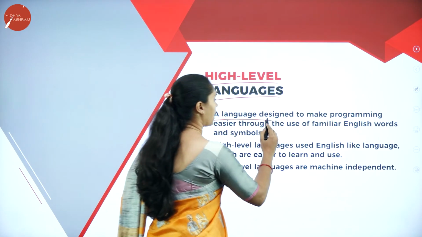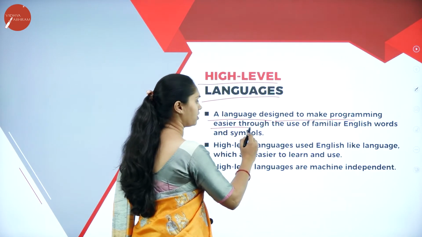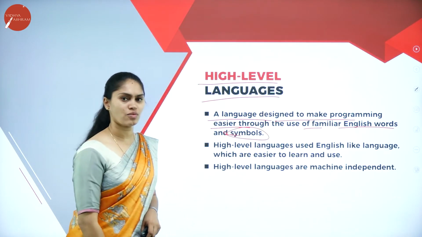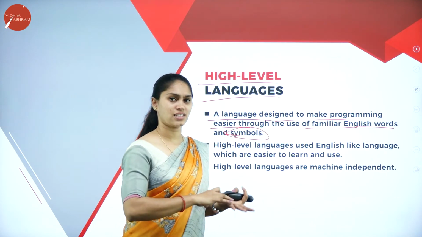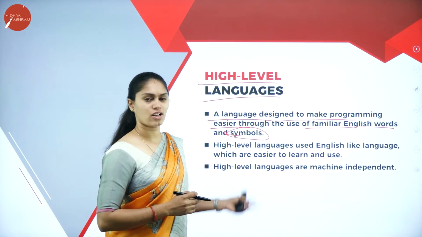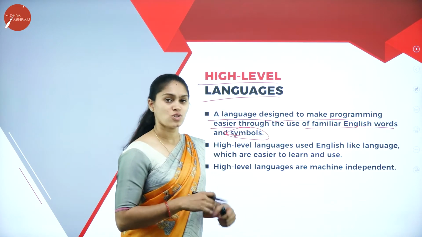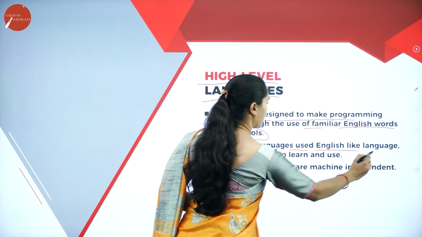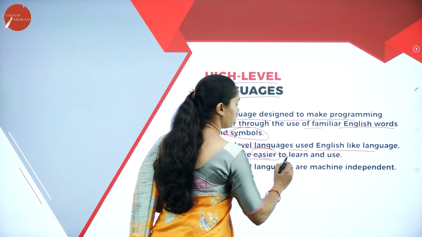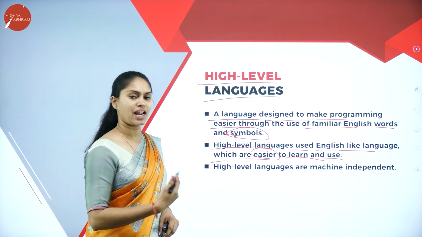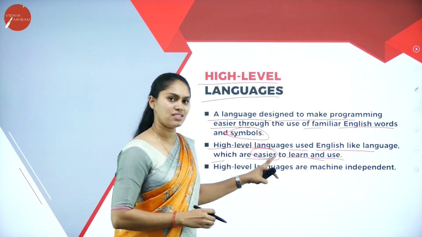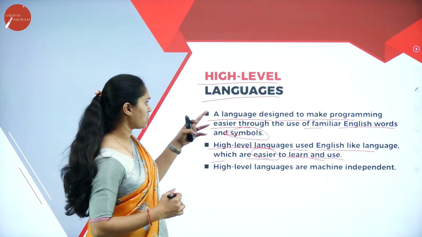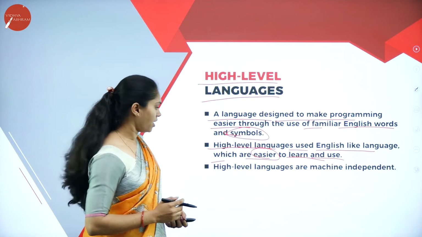It is a language designed to make programming easier by making use of familiar English words and symbols. Here also we use symbols. This is just an extended version of the assembly level language, and we also use English words to give commands to the computer system. High level languages use English-like language, which is easier to learn and use. If you are writing commands in English, it will be easier to learn and easy to use. That is one of the main advantages of this high level programming language.